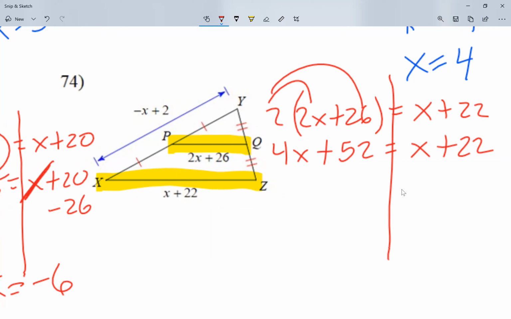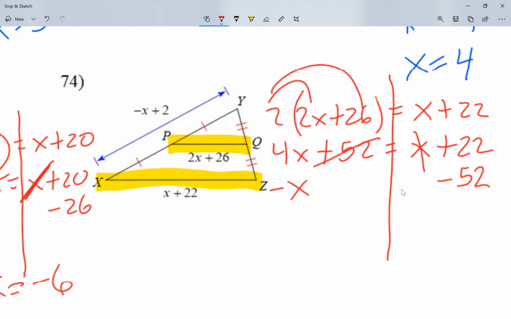I want letters on one side. I see 4x on the left side and a 1x on the right side. So I tend to move the smallest x. I want to avoid negatives if possible. So this x, I'm going to move it to the left as a minus x. All right, got to switch the sign. Positive 52, I'm going to move it to the other side as a minus 52. I got to switch the signs.